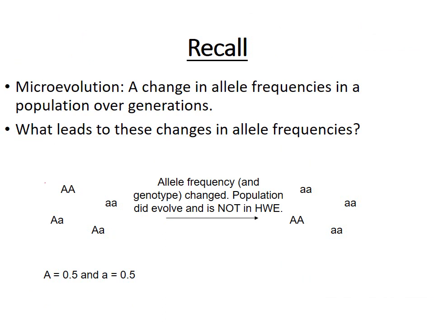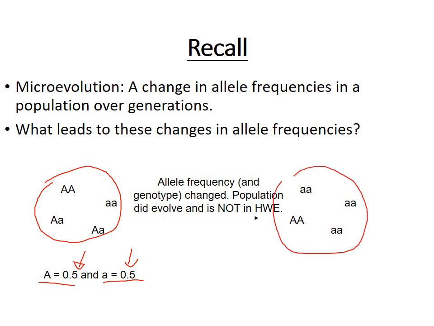So here we had an initial population, and we have the frequencies of the big A and little a calculated. They're 0.5 and 0.5 each. We can recalculate these frequencies in the next generation or later on, and we see that our big A is 0.25 now and our little a is 0.75.